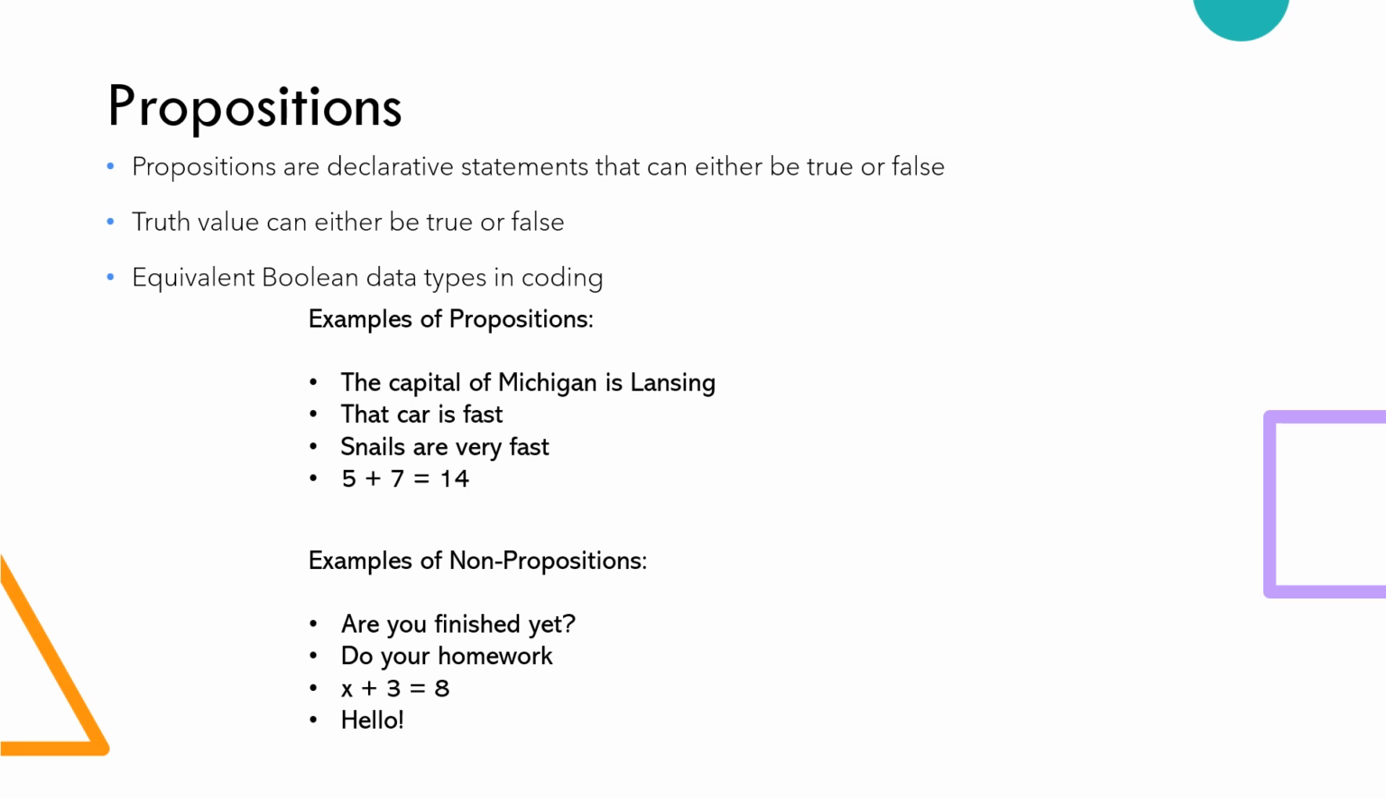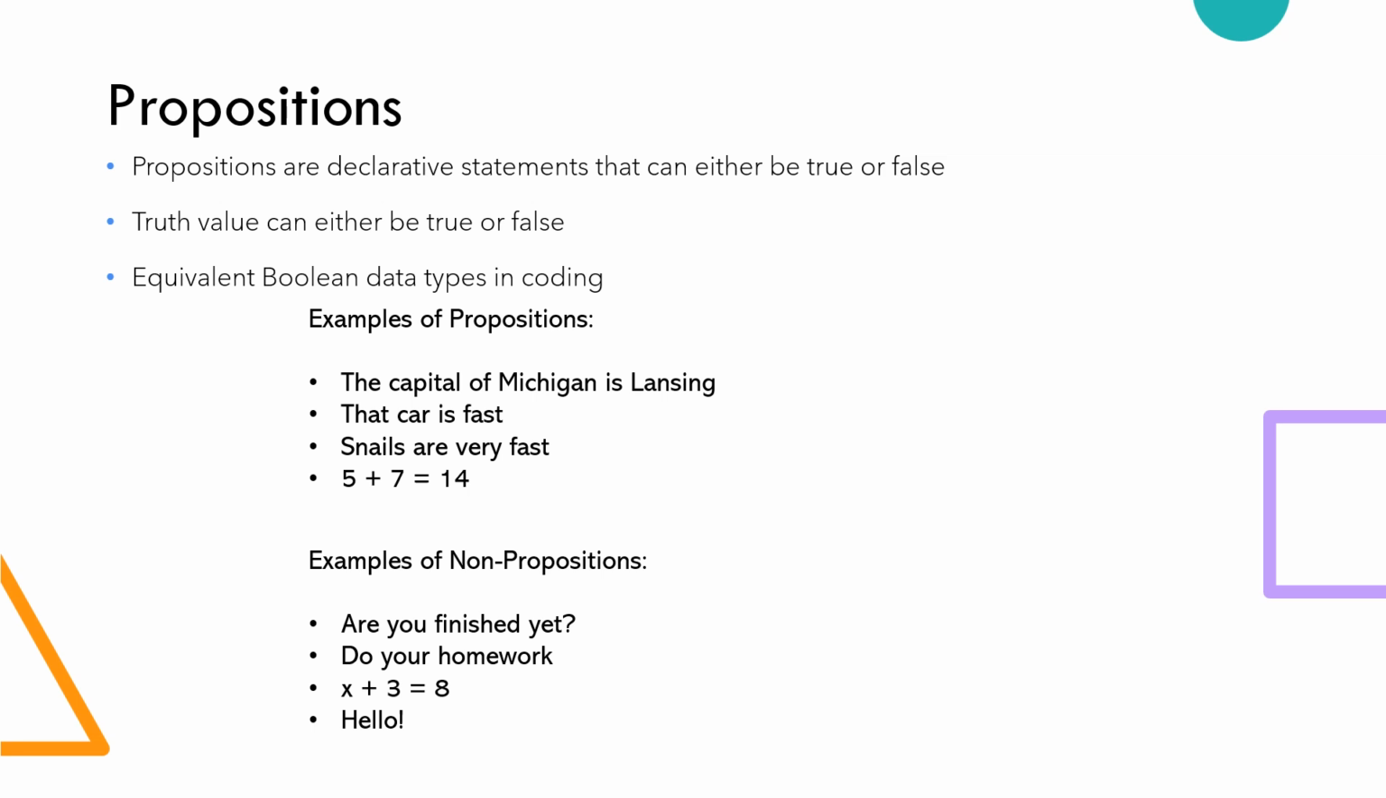The capital of Michigan is Lansing. That is a proposition because it's a statement that says something, and that statement is true. That car is fast. That is also a statement. Depending on what car you are talking about or observing, that could be true or that could be false. Snails are very fast. Now, this is false, but it's a proposition nonetheless.